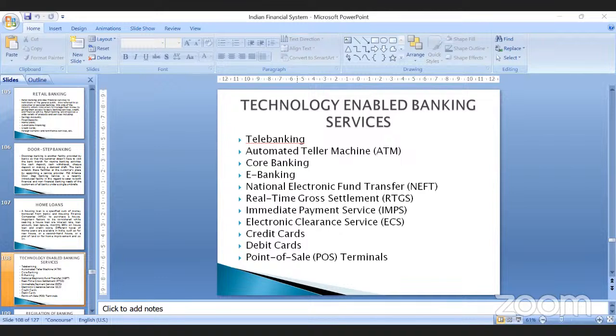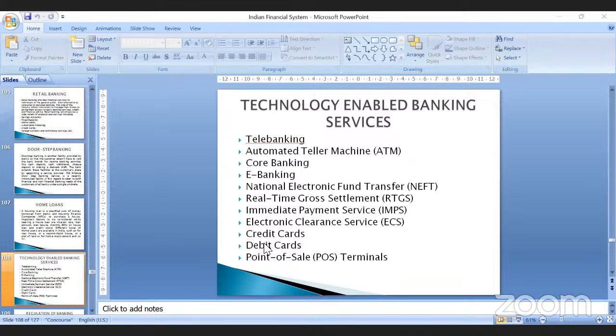Not only that, technology enabled services have also enabled banks to perform NEFT, which stands for National Electronic Fund Transfer. It is a nationwide payment system that allows the transfer of funds from one bank account to another bank account. It is the most popular way of transferring funds from one account to another electronically, and this happens in phases, or at equal time windows.